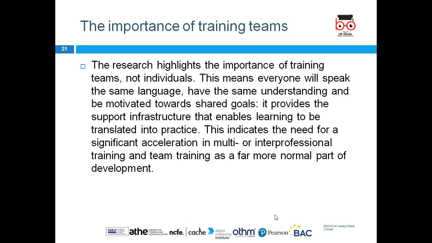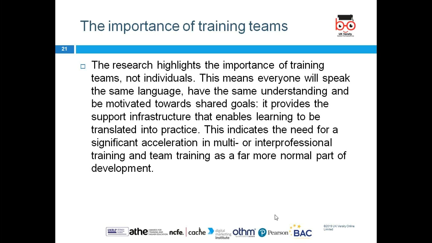So the importance of training teams. So again, on the training. The research highlights the importance of training teams, not individuals. This means everyone will speak the same language, have the same understanding, and be motivated towards sharing the same goals. It provides the support infrastructure that enables learning to be translated into practice. And this also indicates a need for significant acceleration in multi or interprofessional training and team training, so to become a normal part of development.